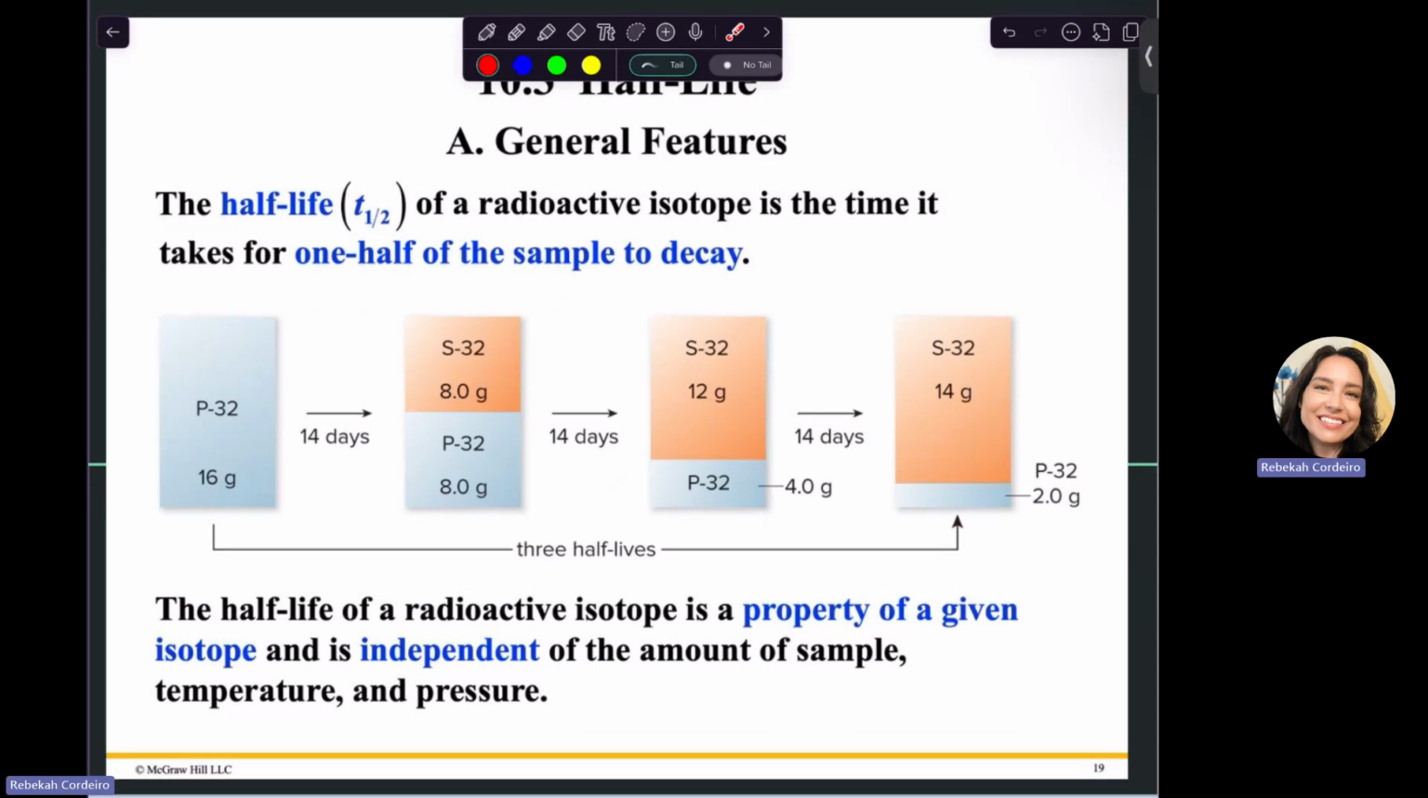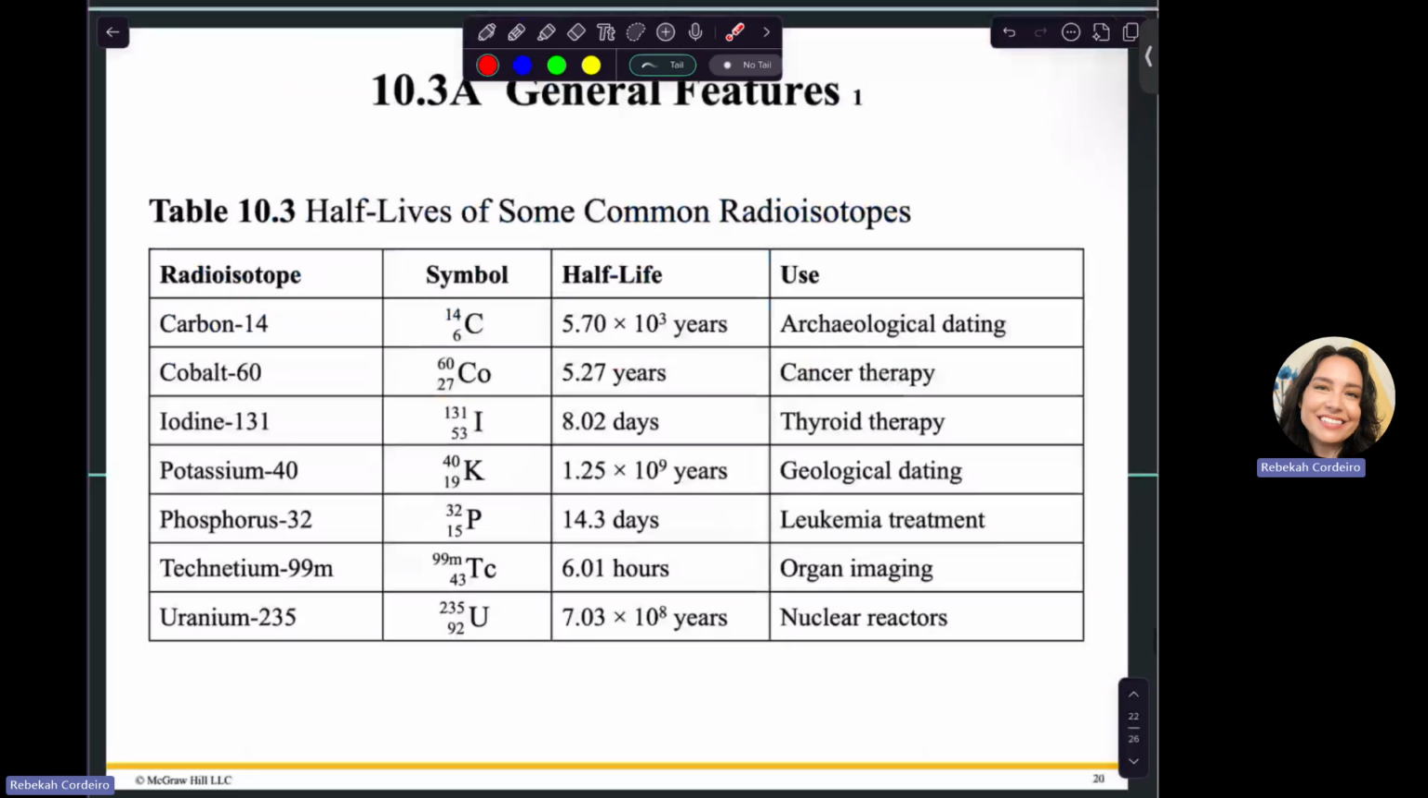And so half-life is just an independent property. It's an intrinsic property, so it doesn't matter how much you have, temperature, pressure, anything like that. That's just the property of that sample. So, some half-lives that we can be familiar with.